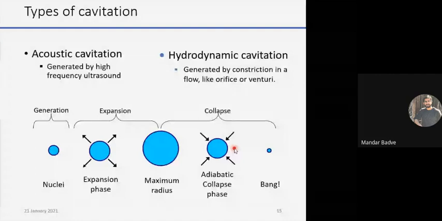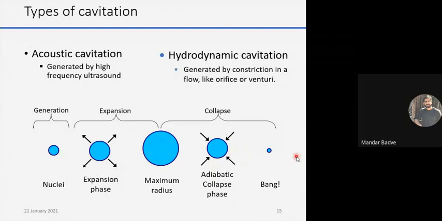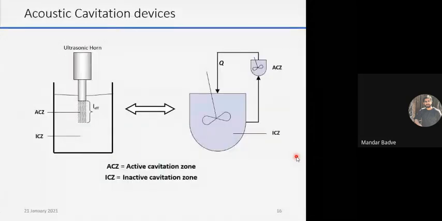So this is what basically happens. There is a formation of a nuclei, it expands, it reaches a maximum radius, and then bang, you get an adiabatic collapse, which results in those cavitational effects which I already explained to all of you, right? Like I said, for acoustic cavitation, generally a simple ultrasonic horn is used. There are different types of flow cells and ultrasonic baths as well, but very commonly the ultrasonic horn is used.